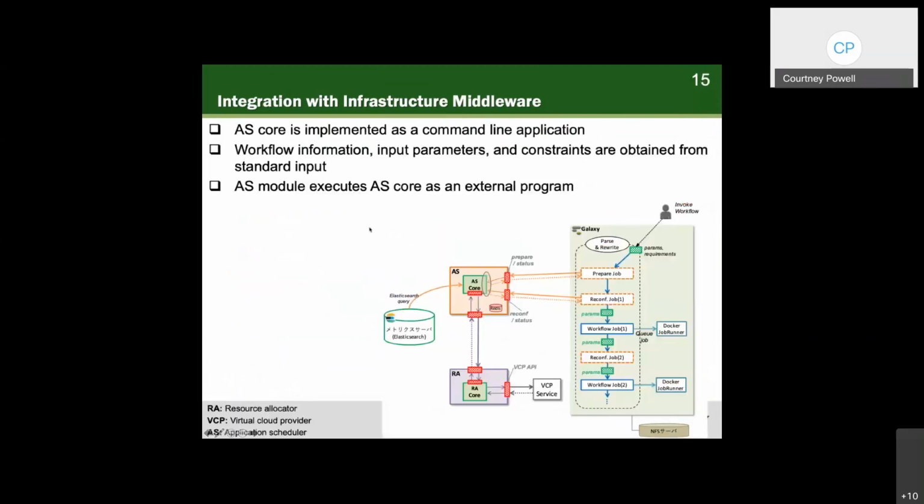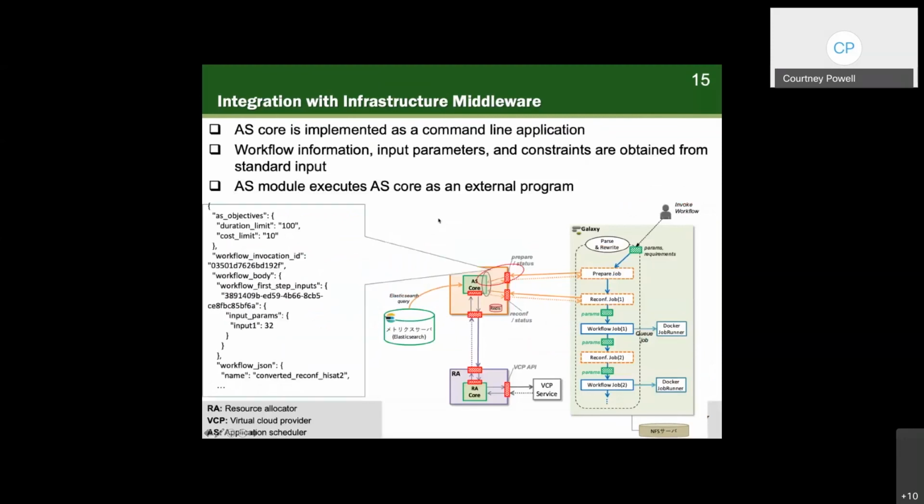So the AS core was actually implemented as a command line application. We have workflow input parameters and constraints being obtained by standard input. So here we have the time limit, the cost limit, etc. And it's executed in the system as an external program.